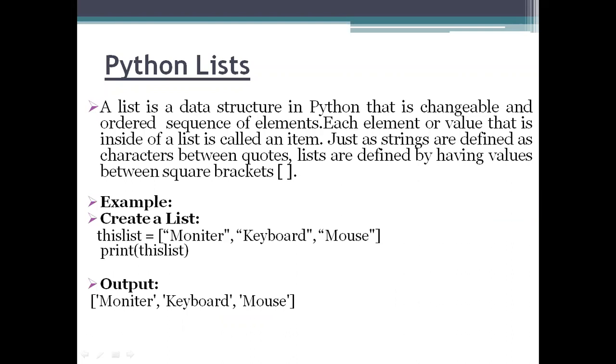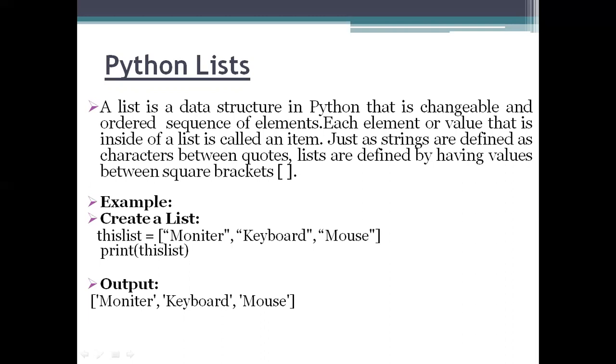Good morning. I am Shubham Chaudhary and I am going to explain list in Python. A list is a data structure in Python that is changeable and an ordered sequence of elements. Each element or value inside a list is called an item. Just as strings are defined as characters between quotes, lists are defined by having values between square brackets.